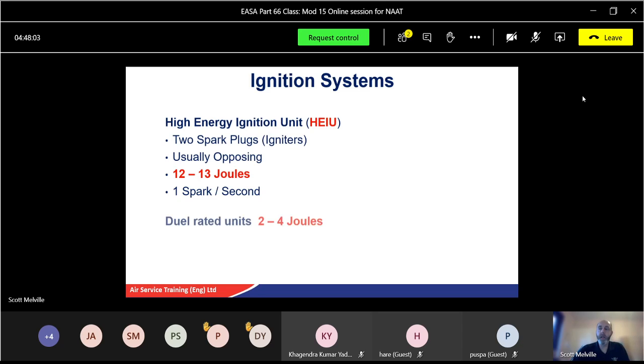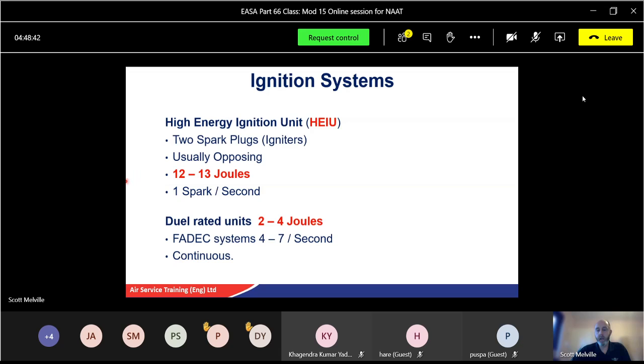A version of this one is the joule rated unit, and that provides about 2 to 4 joules of energy. Because it's joule rated, it doesn't need much energy because you've got two things going on there. Each system, which is more common for use, is roughly 4 to 7 sparks a second on a dual rated one. So dual rated, less energy, but you've got more sparks, where an HEIU version needs more energy, it's only doing 1 spark a second. But because you've got a dual rated one doing 4 to 7 a second, we need less energy. And it can be continuous.